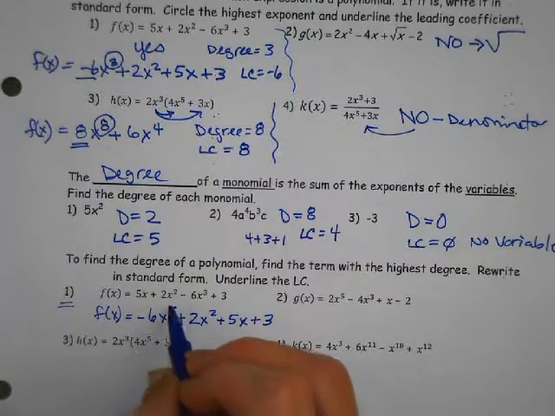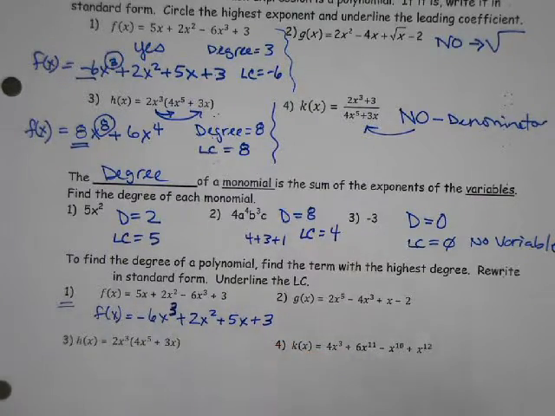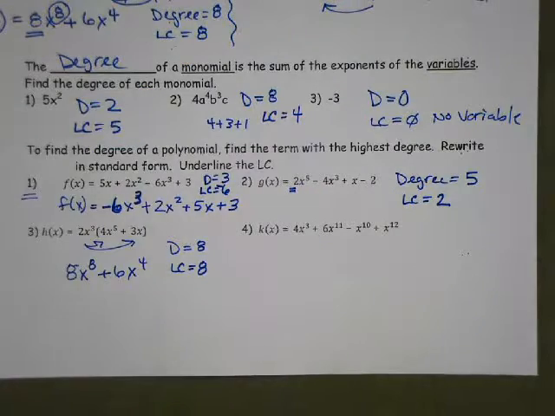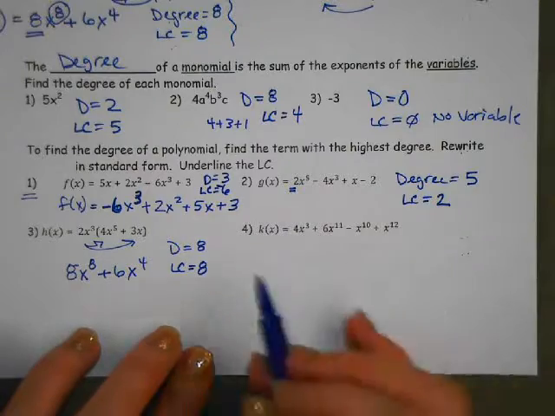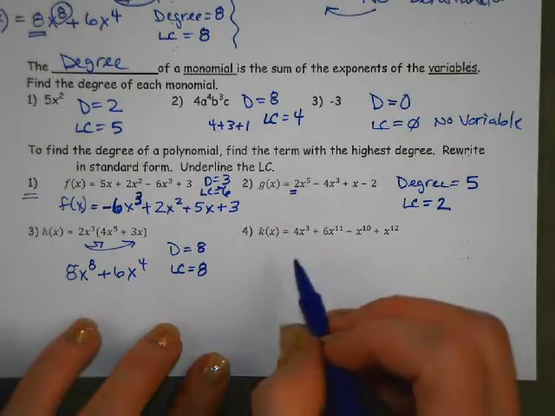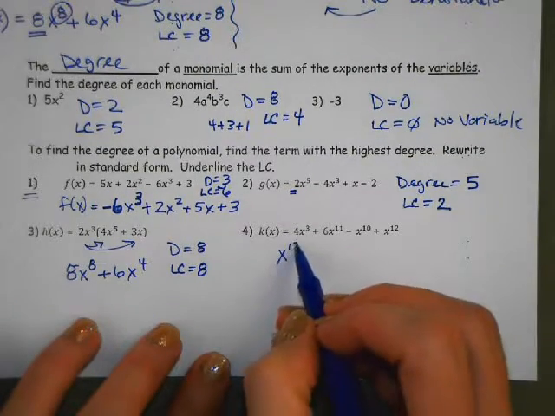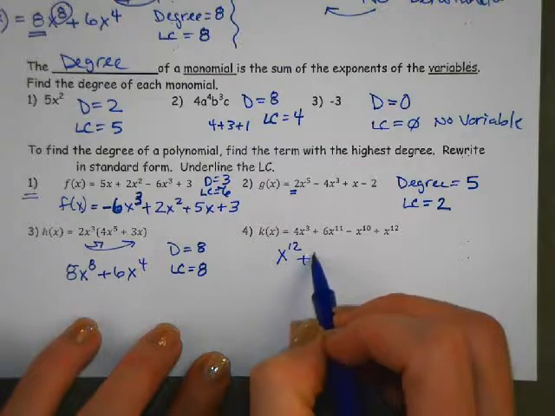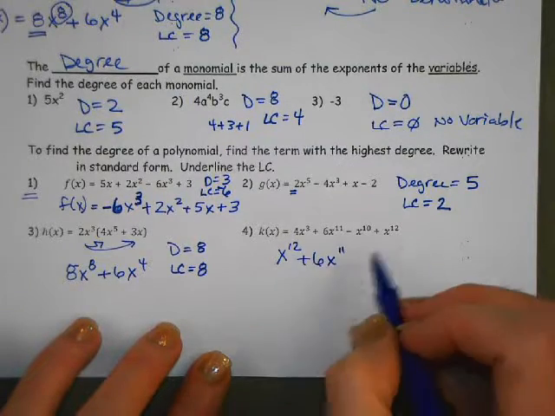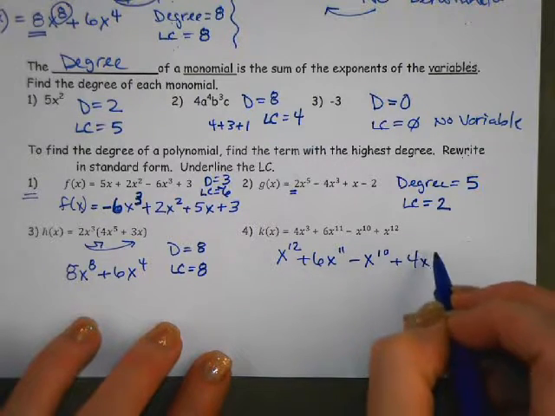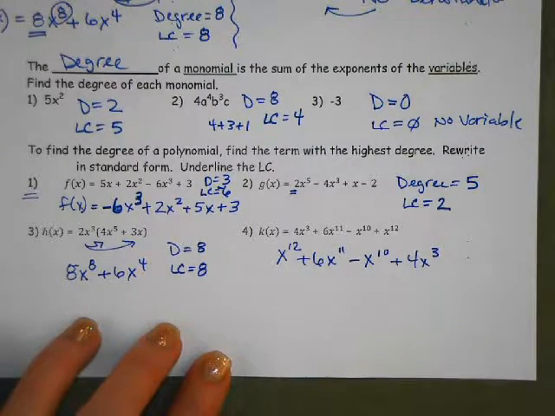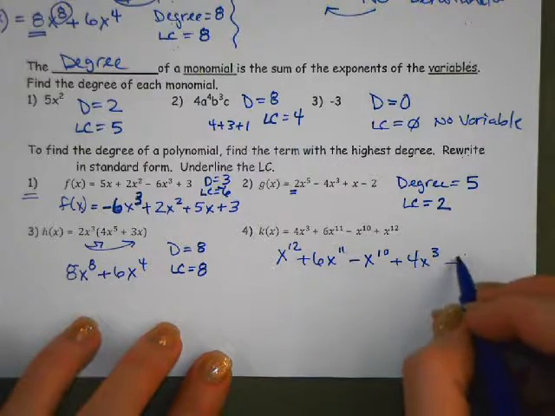Nope. Why not? So the degree is 1. That's going to be number 4. Is this in standard form? No. So if we put it in standard form, we go highest to lowest. So it's going to be x to the 12th plus 6x to the 11th minus x to the 10th plus 4x cubed. Okay? So that's standard form.